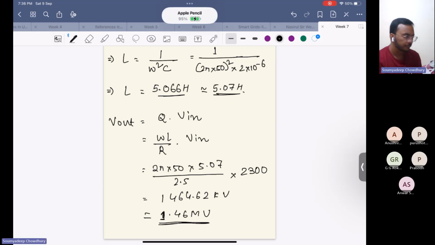Is it clear? Is this clear? Anyone else? Any confusion, Mr. Purushottam? Clear, sir, got it. Anushri, is it clear? Clear, sir. Okay.